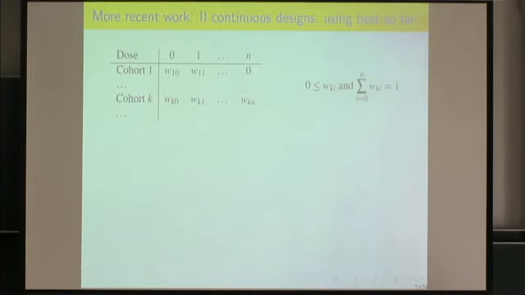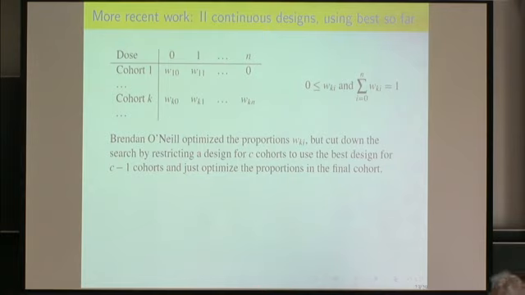So a second strand of more recent work, I had an MSc student, and he got interested in this, and we decided to look at it with continuous designs. So instead of those S's being the number of people on that dose in that cohort, it's the proportion of that cohort that get that dose. And again, there have to be some zeros. Well, he was called Brendan O'Neill, and he did this.